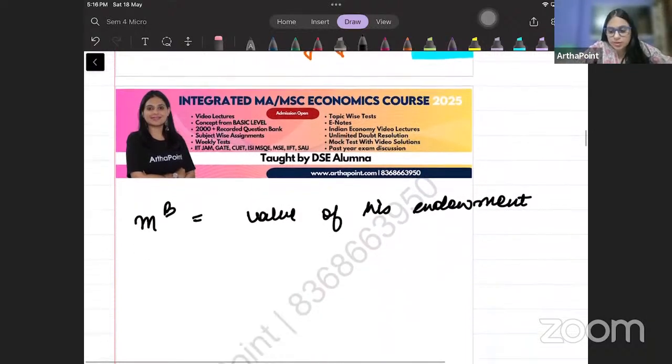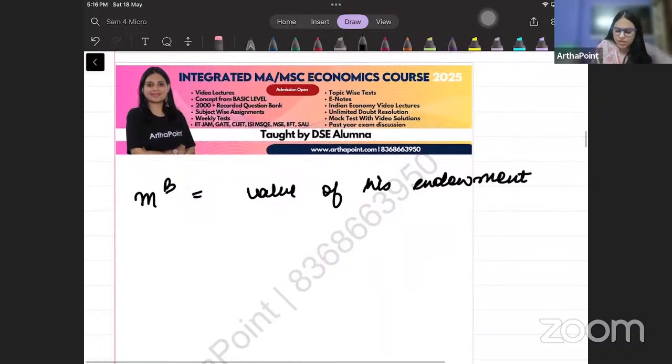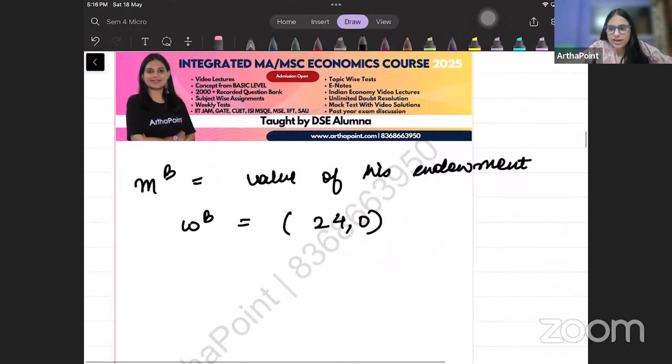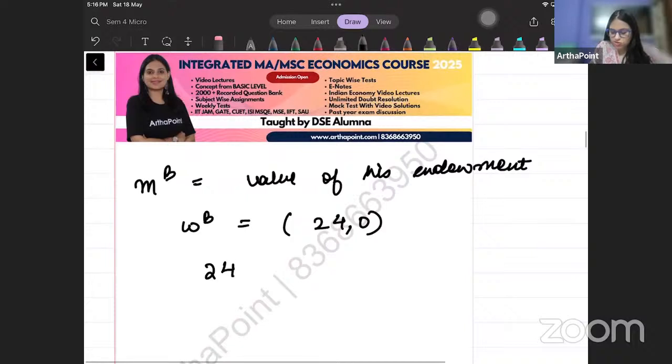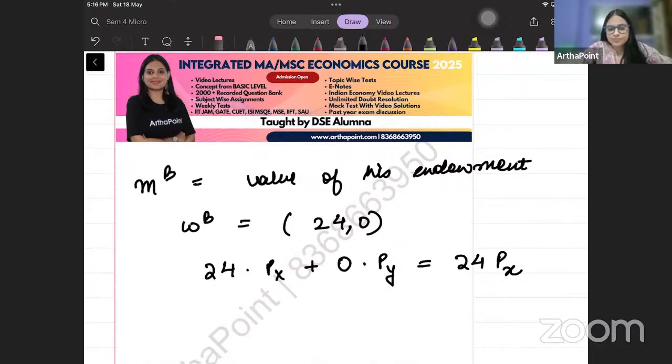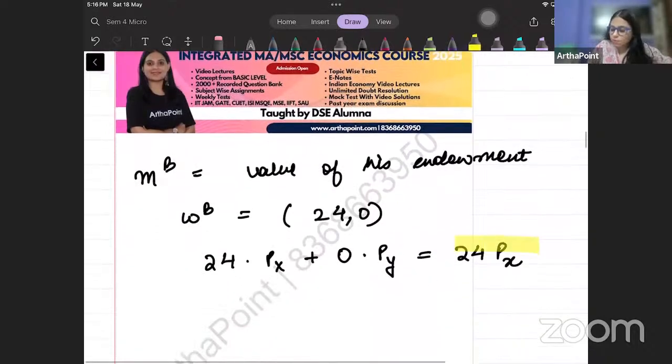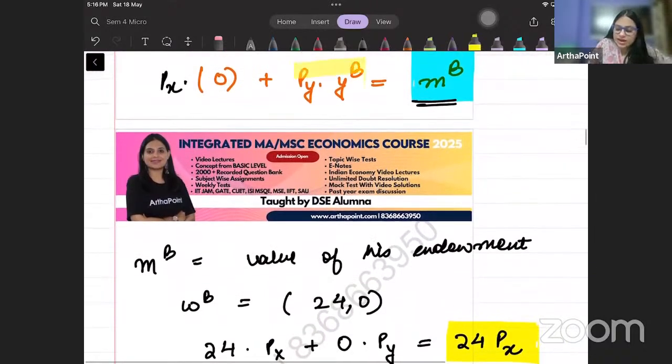Value of his endowment. Beta, what is his endowment bundle? Individual B का जो endowment bundle है ना, that is 24,0. So what will be the value of his endowment? 24 units of good X into price of good X, 0 units of good Y into price of good Y. So this will be 24 into PX. समझे? So the income of individual B, this is going to be 24 PX. है कि नहीं बेटा?